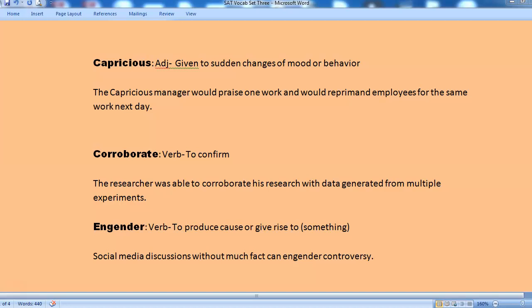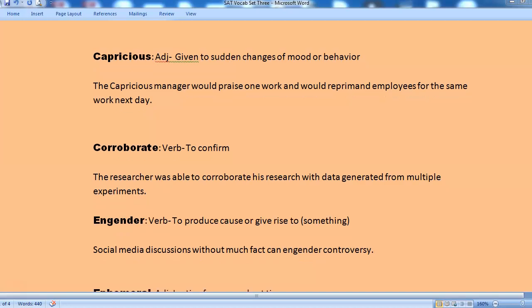Engender. Engender is a verb and it means to produce, cause, or give rise to something, generally used for a thing. Social media discussions without much fact can engender controversy. We all understand. It happens like this in almost all parts of the world. Okay. So in today's world, social media discussions can engender controversy.